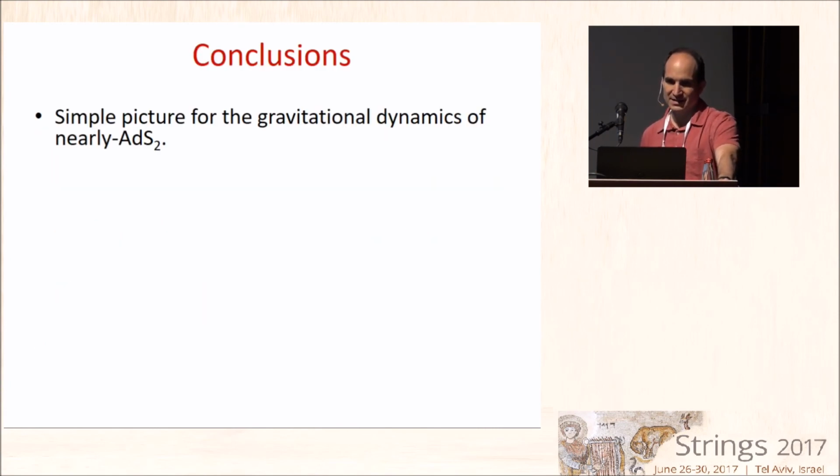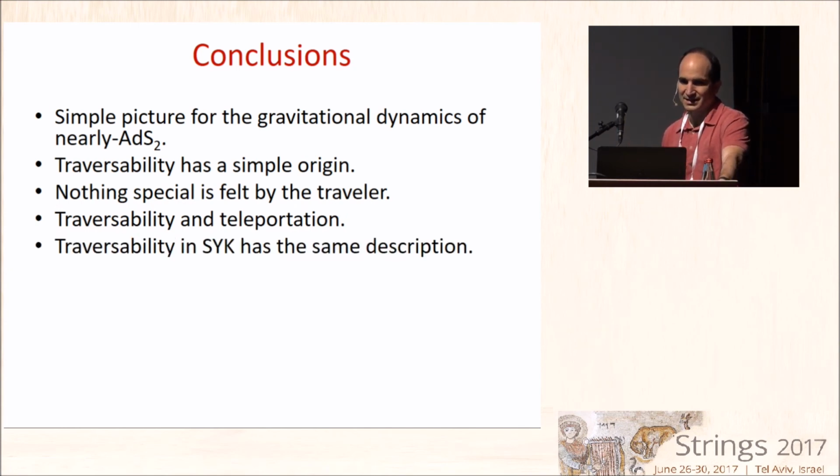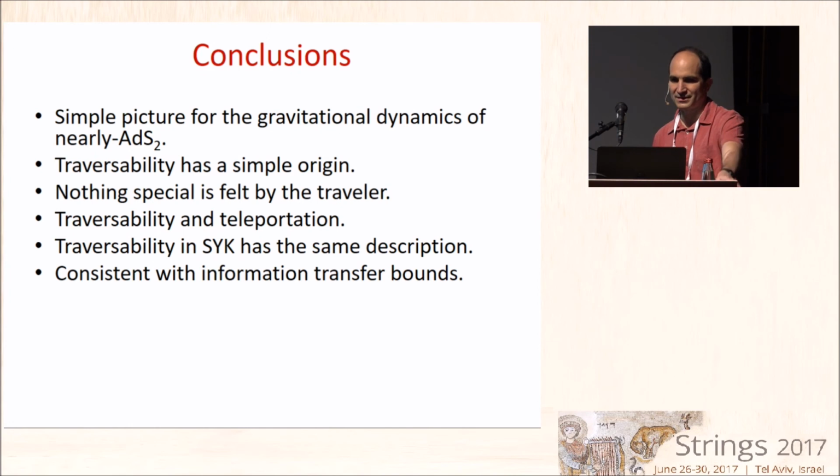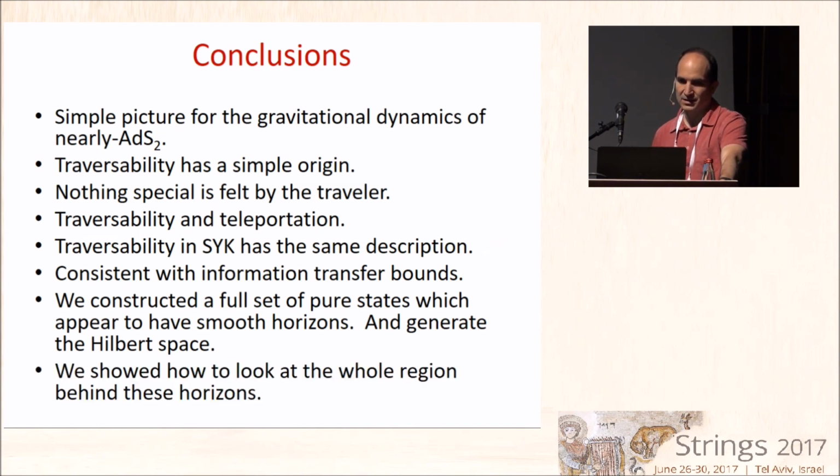So the conclusion is that we have a simple picture for gravitational dynamics of nearly AdS2 space. Traversability has a simple origin. Nothing special is felt by the traveler, and there is a connection between traversability and teleportation. Traversability in SYK has the same description, so it's a quantum mechanical model where this phenomenon is present. It's consistent with information transfer bounds, and we saw how one can construct a full set of pure states which appears to have a smooth horizon. So this is a set of microstates which is rich enough to give the full entropy. And we showed how to look at the whole region behind the horizons using a phenomenon similar to traversability. Thank you.